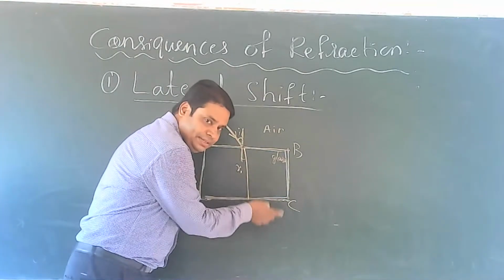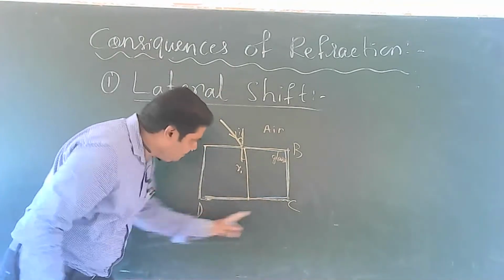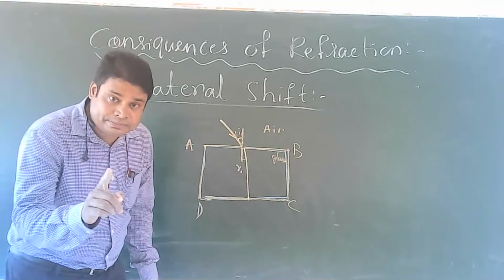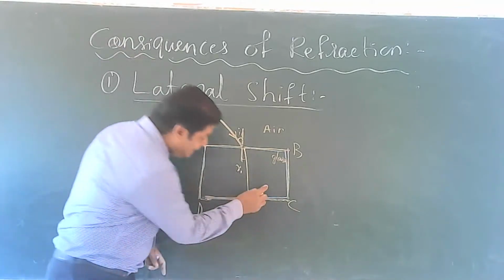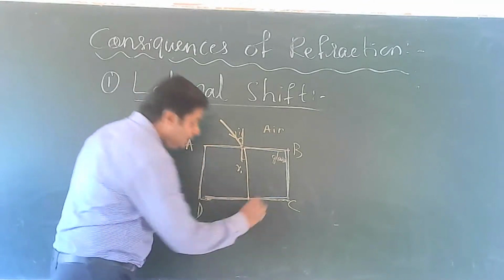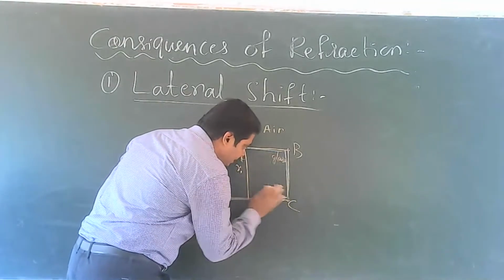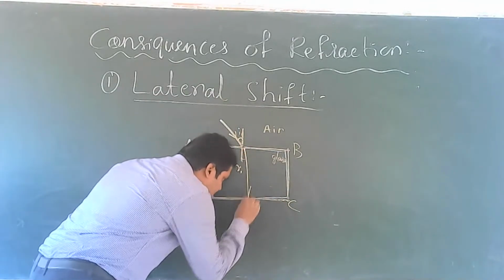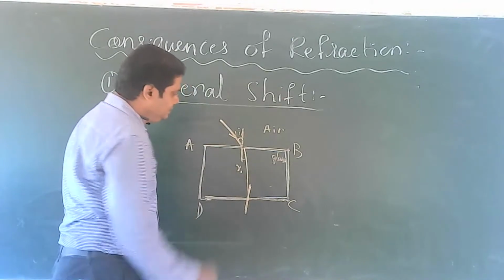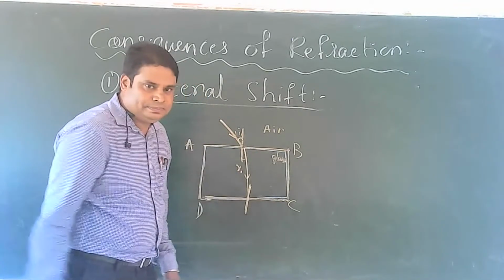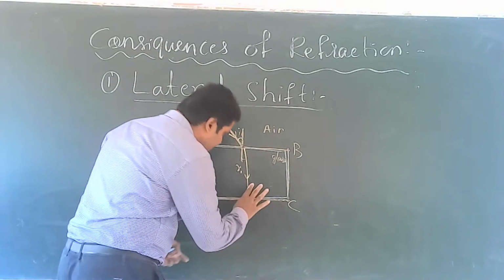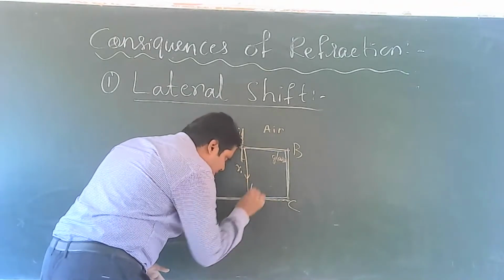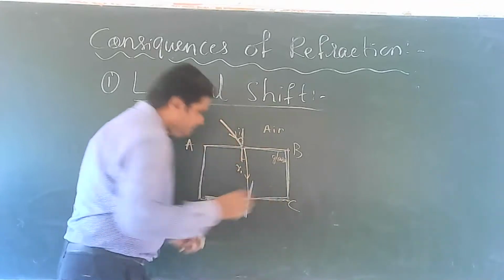Now, here we have the second interface, at surface DC. Here the ray of light must travel from denser medium to rarer medium. This is glass, the denser medium. Let me draw some normal here. This is the direction of light. Visible, I hope. This is the normal.